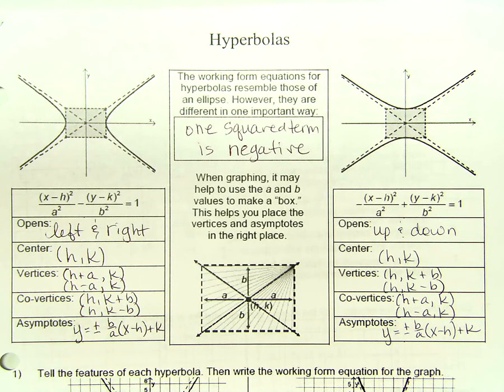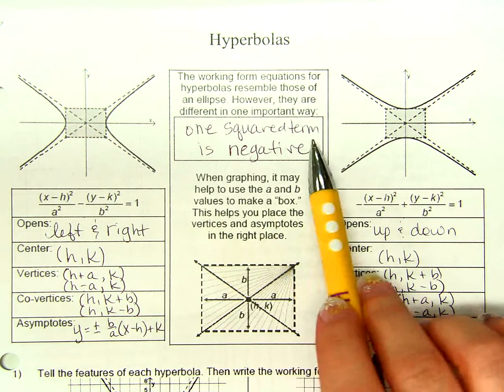Hyperbolas. How do you tell the difference between the equation of a hyperbola and the equation of an ellipse? One of the squared terms is negative.